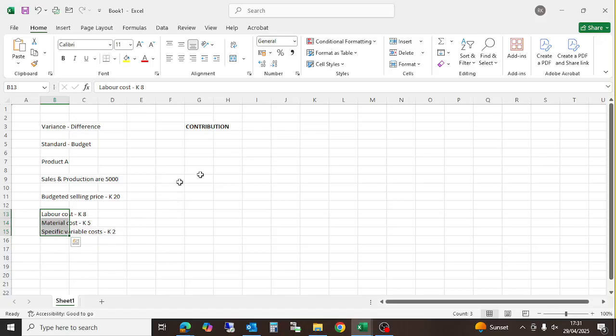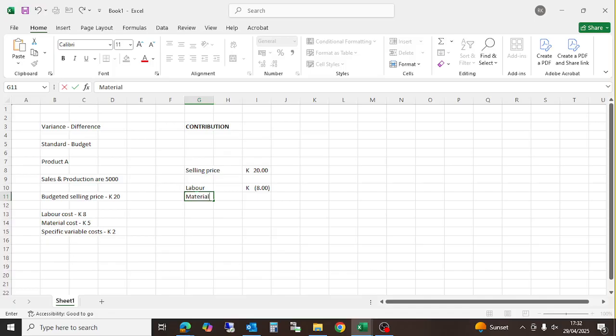So now what is contribution? Let's say we make a simple standard card for this. Our selling price will be 20. And then our labor, which is direct labor. We can have indirect labor, that's why I'm trying to be more specific. I'm talking about the direct labor here, the variable labor, which is 8 kwacha. We have material, the direct material, which is 5 kwacha.